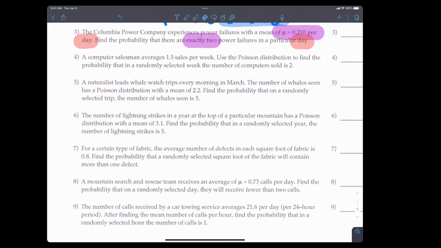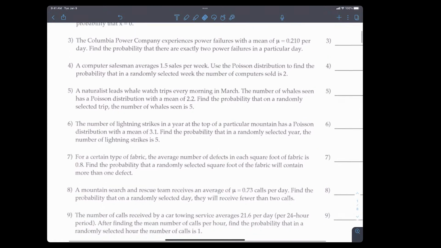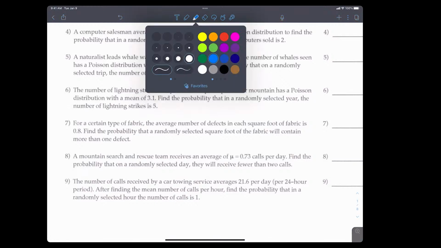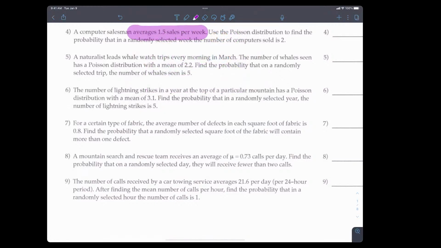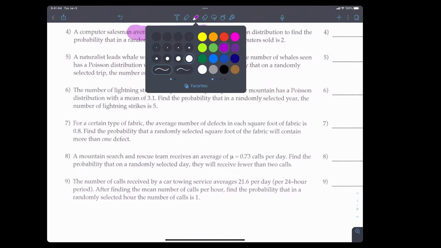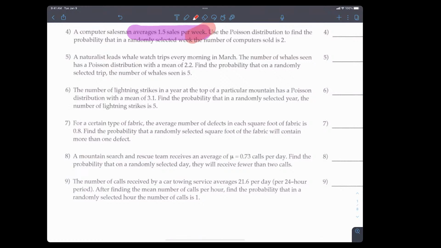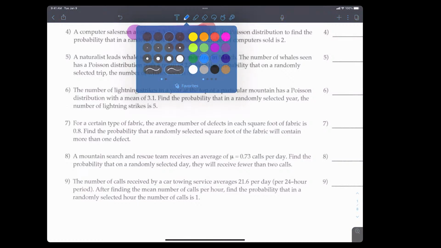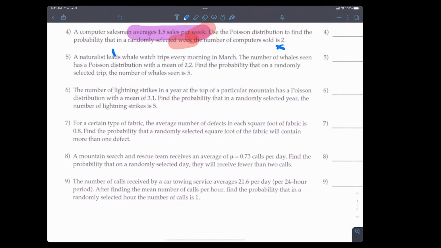Number 4. I'm going to erase the prior so it doesn't distract us. We're now on number 4, and it says a computer sale averages. That's the same as a mean, so they're going to have to give us this. And it's 1.5 sales per week now. Okay? 1.5 sales per week. And it says use the Poisson distribution to find the probability that in a randomly selected week, that's the same interval. That's important to know. The number of computers sold is 2. So this is the X. So they want to know what P of 2 is.